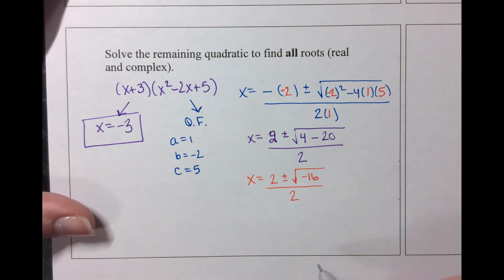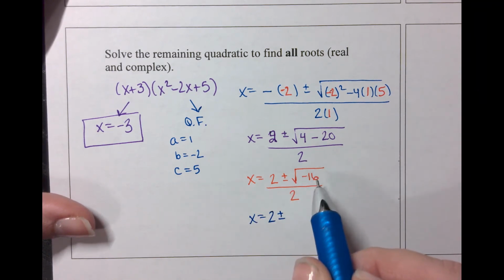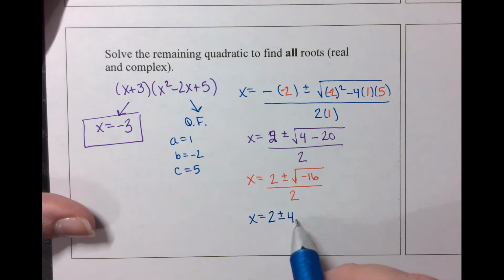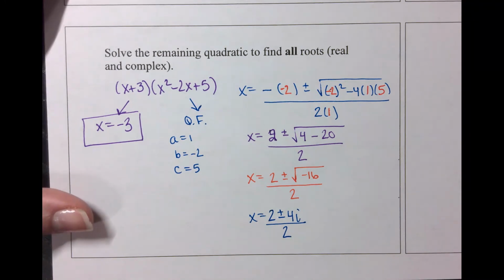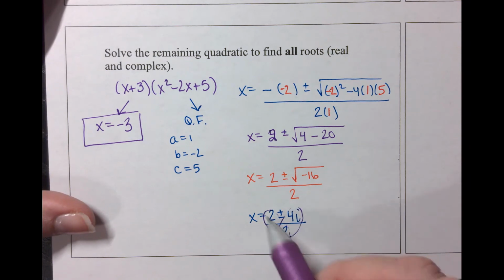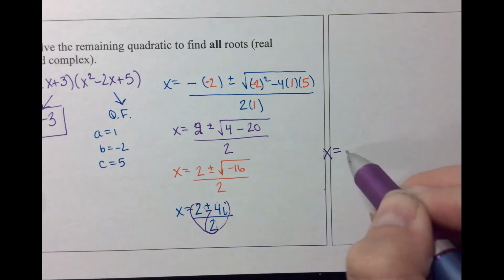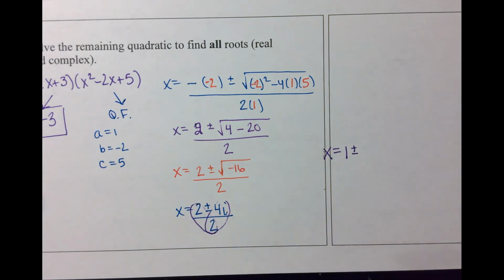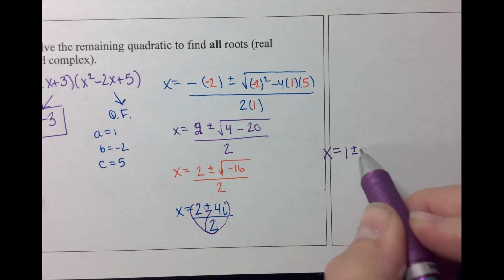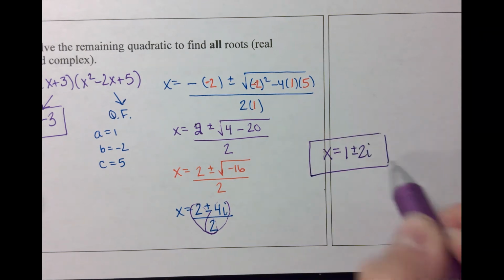Well, it's an imaginary number, isn't it? The square root of negative 16. So let's see, the square root of 16 is 4, and the square root of negative 1 is called i. And just like the one we saw yesterday, we can simplify this, right? Draw that little heart there. So now we've got lots of space. 2 divided by 2 is 1, plus or minus 4i divided by 2 is 2i.